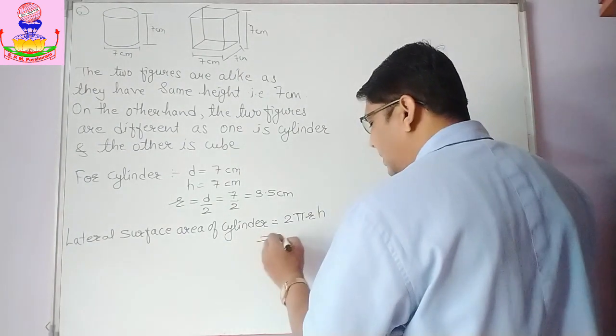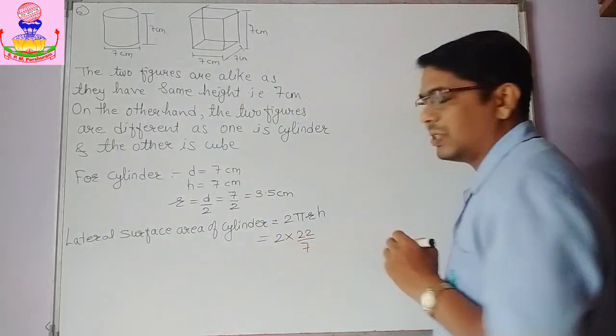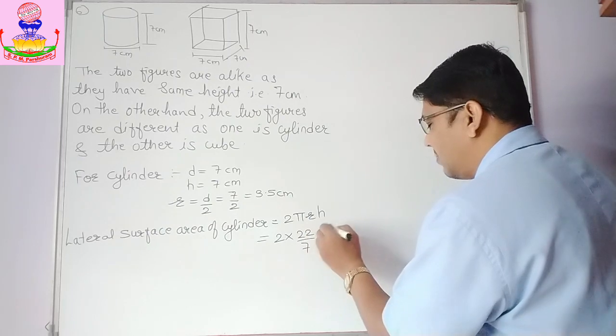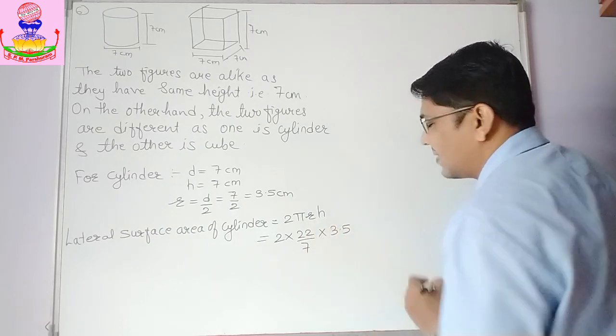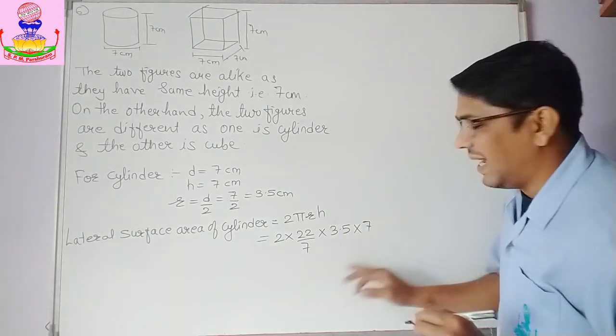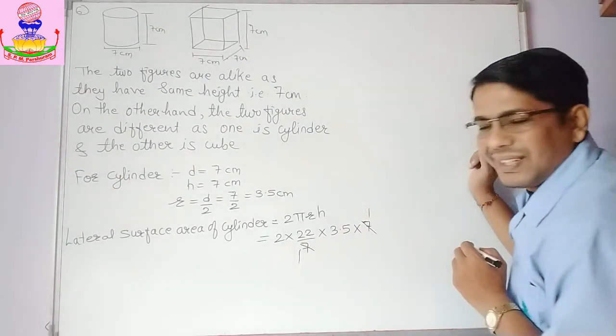Okay. Now what is the value of pi? If it is not stated, we should always take 22 upon 7 as per the need. And why am I taking 22 upon 7? Because radius is 3.5, it can be divided by 7, as well as height is 7. So it is cancelable. Okay. So 7 ones are 7.